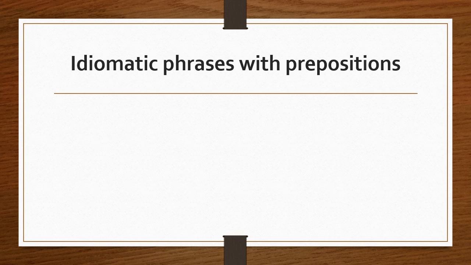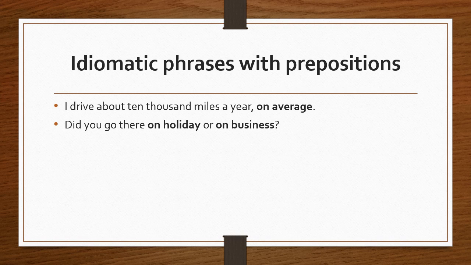Let's look at some more idiomatic phrases. I drive about 10,000 miles a year on average. Did you go there on a holiday or on business? If you observe carefully, in each of these idiomatic phrases, we are not using the articles a, an, or the.